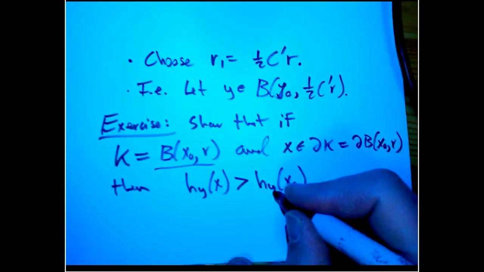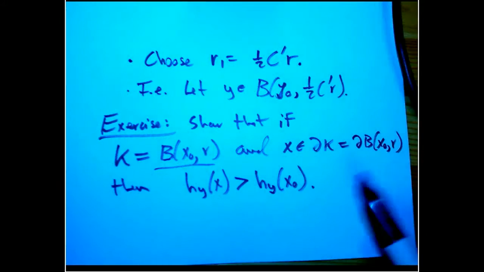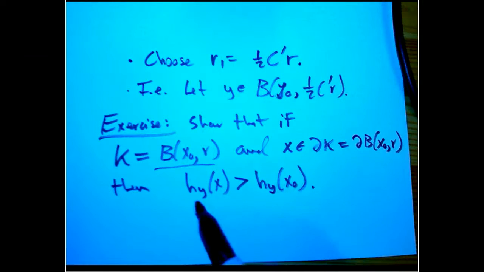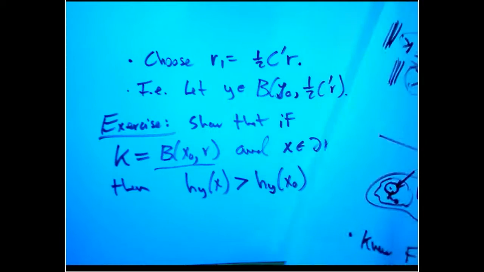If it's greater than hy at the center, then it certainly can't be a minimum because the center is a better candidate. That's not saying the center is the minimum. It probably isn't, unless f of x naught is also equal to y. It's not going to happen. But at least that excludes the possibility that x is actually a minimum on the boundary.